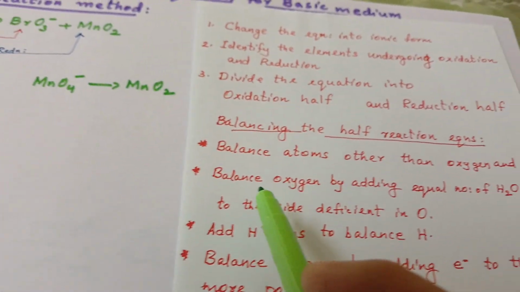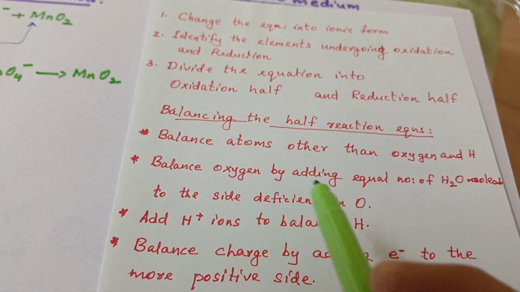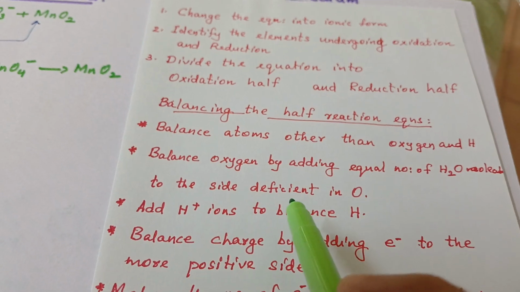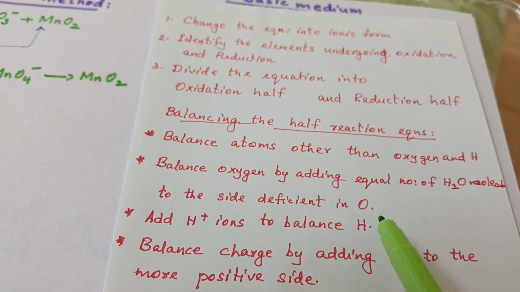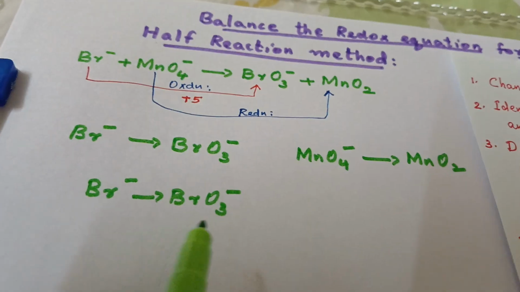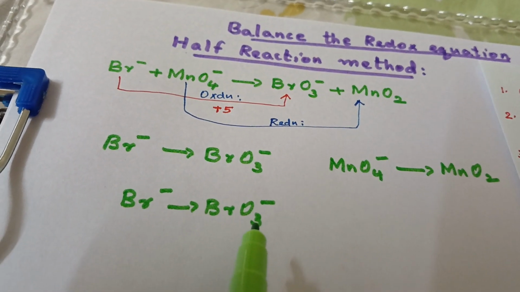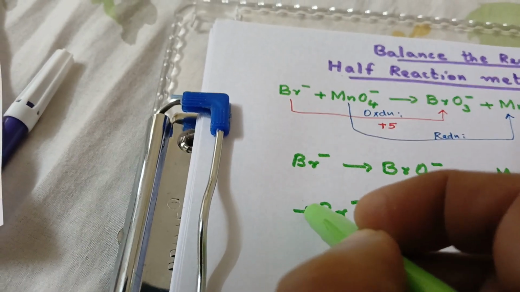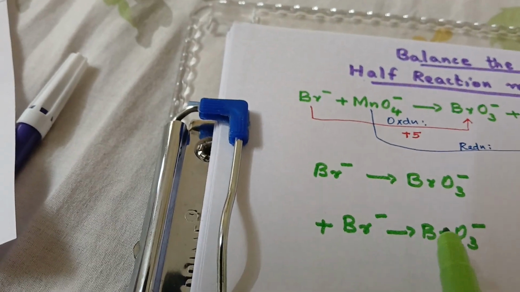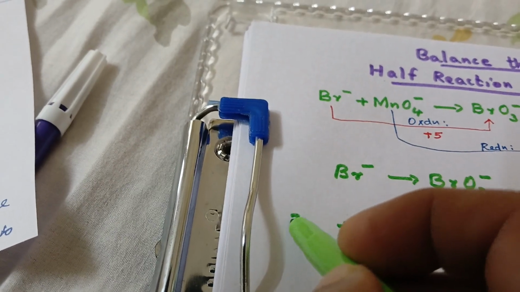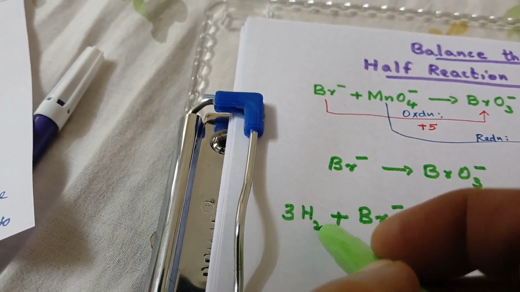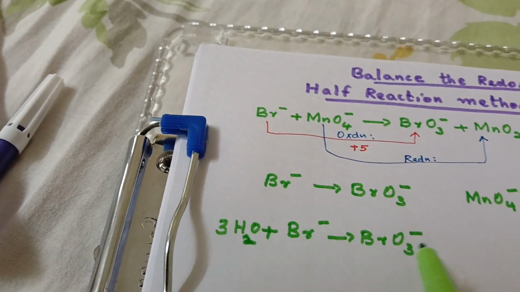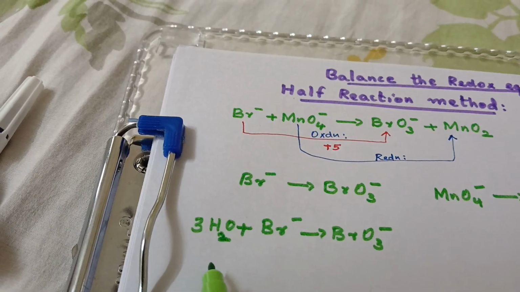Next rule is balance oxygen by adding equal number of water molecules to the side deficient in oxygen. So let us check here. There are 3 oxygen atoms on the right hand side and no oxygen on the left hand side. So this is the side deficient in oxygens. So we can add 3 water molecules, 3 H2O. That means we have added 3 oxygen atoms on the left hand side.